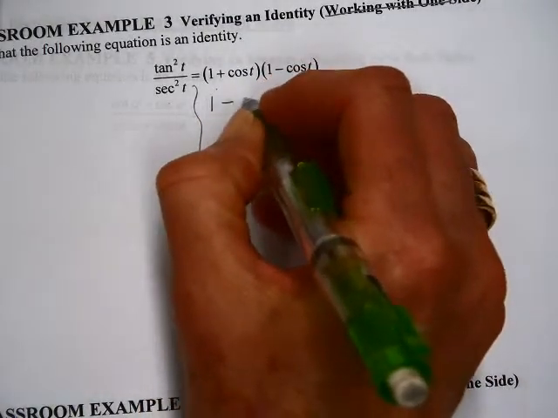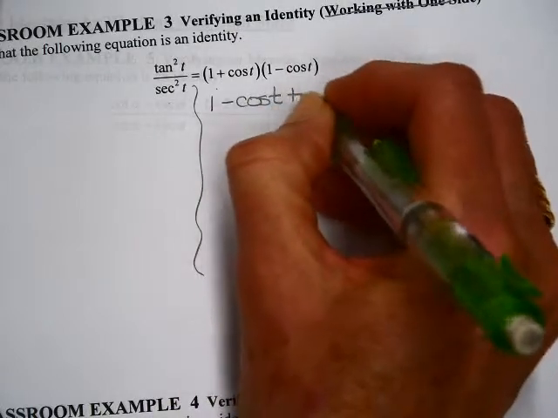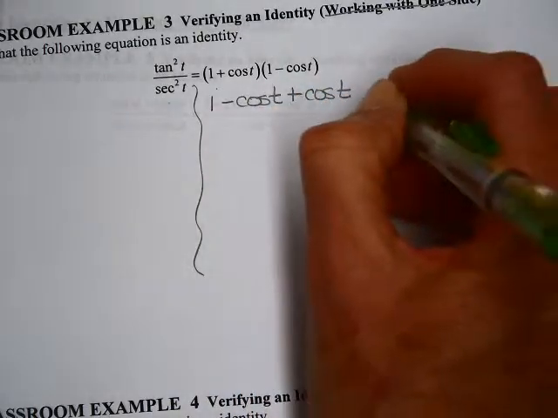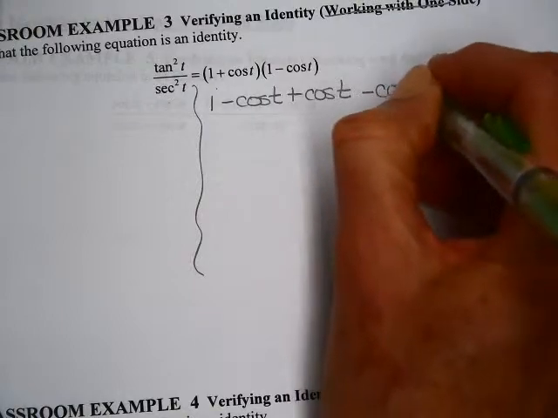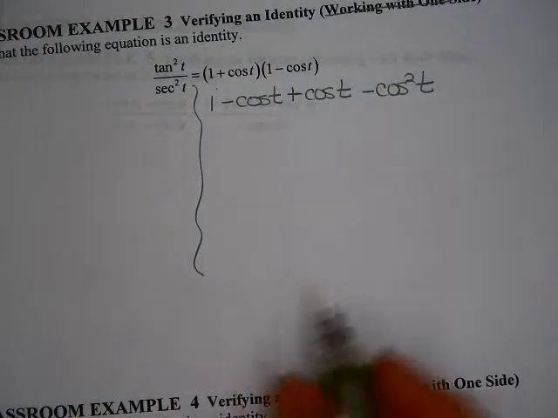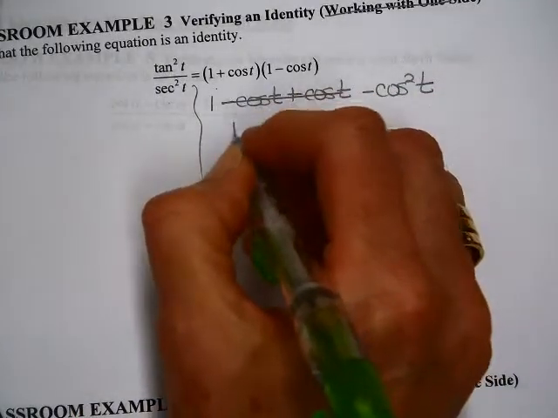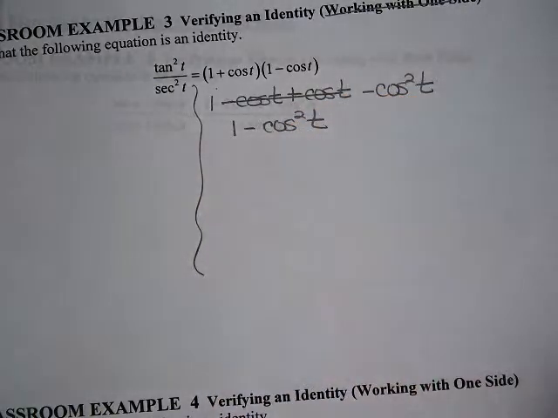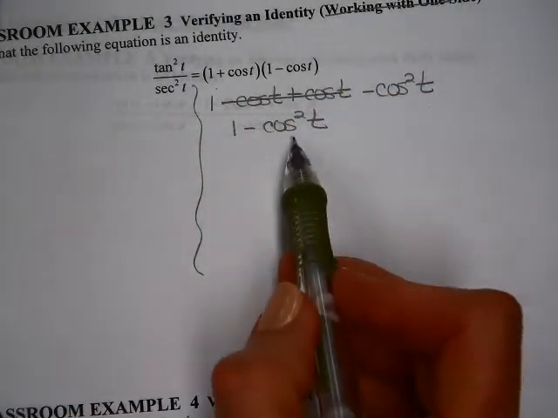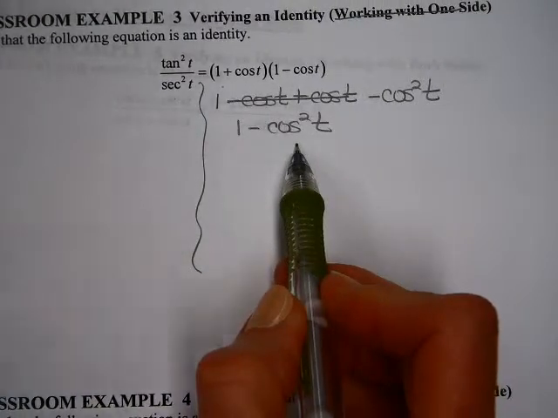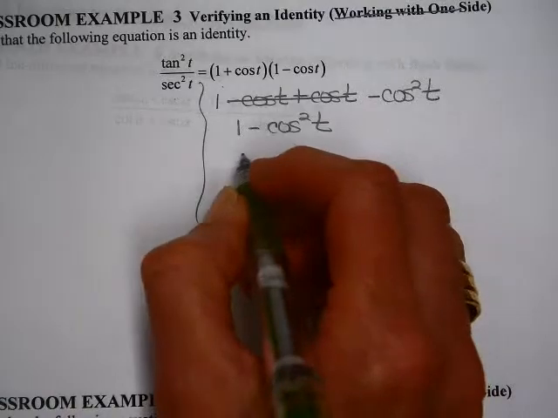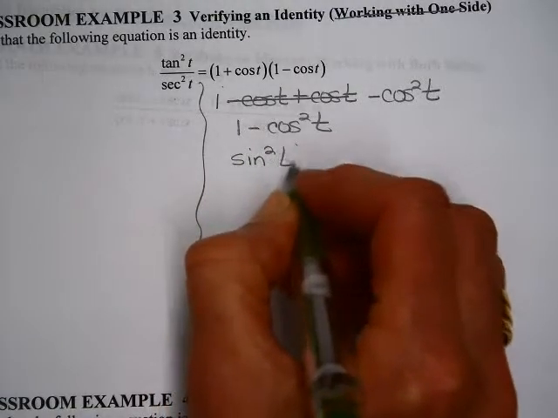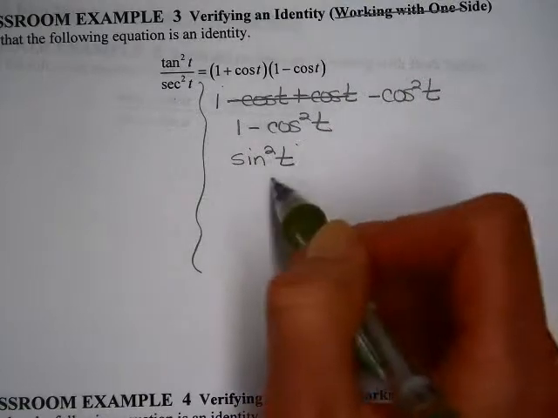That's going to be 1 minus the cosine of t plus the cosine of t minus cosine squared of t. All right, these middle terms zero out, and I have 1 minus cosine squared of t. And isn't that one of my Pythagorean identities rearranged? 1 minus cosine squared is the same thing as sine squared, isn't it? So I would probably replace that with sine squared of t. Can y'all all follow that down to this point?